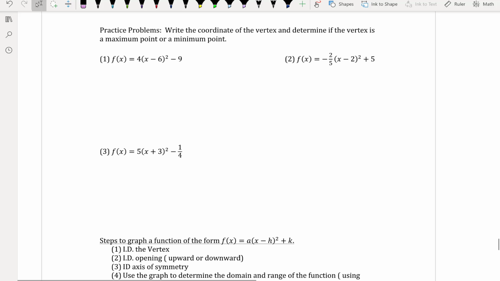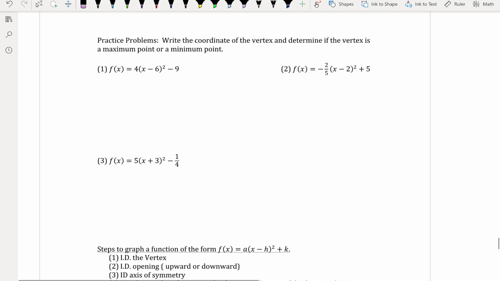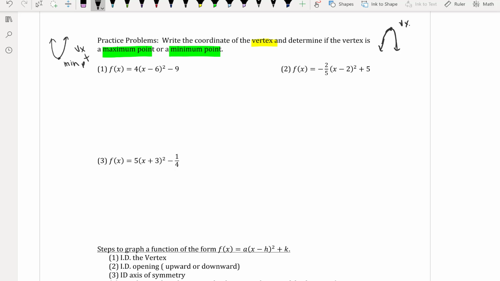So now we have some practice problems. We have practice problems 1, 2, and 3. We want to find the vertex. That's going to be the first thing. And we want to know whether or not the vertex is going to be a maximum point or a minimum point. So remember, if I have a parabola that's positive and happy, that tells me that this is going to be a minimum point for the vertex. If I have a parabola that's negative, then that vertex here is going to be a maximum point.